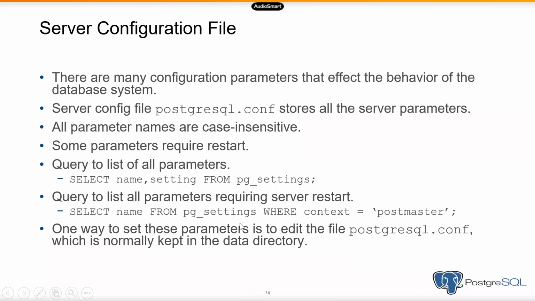There are some parameters which require a restart. A statement like select name from pg_settings where context is postmaster will give us the list of all the parameters which require a restart. One way to change these parameters is to edit the postgresql.conf file and make the changes.